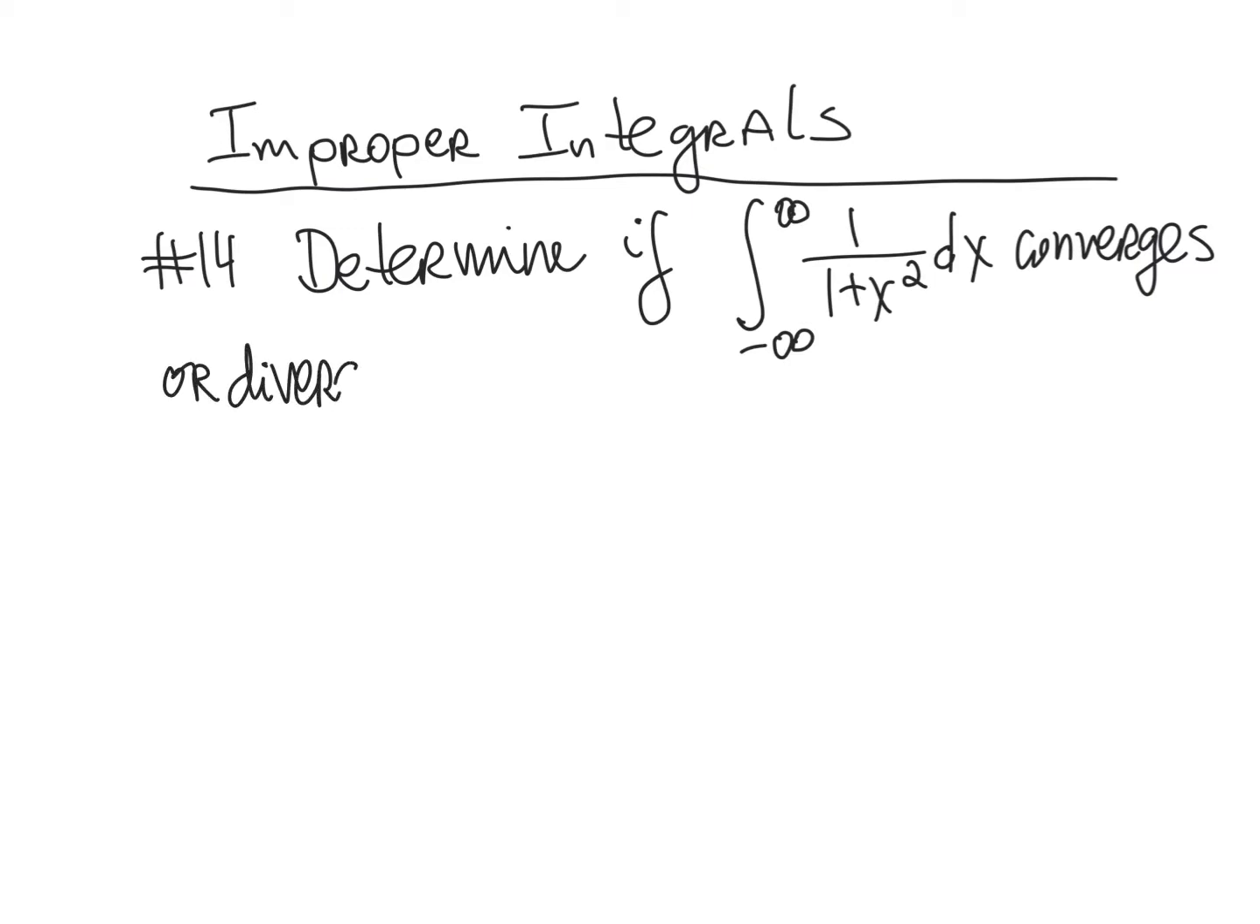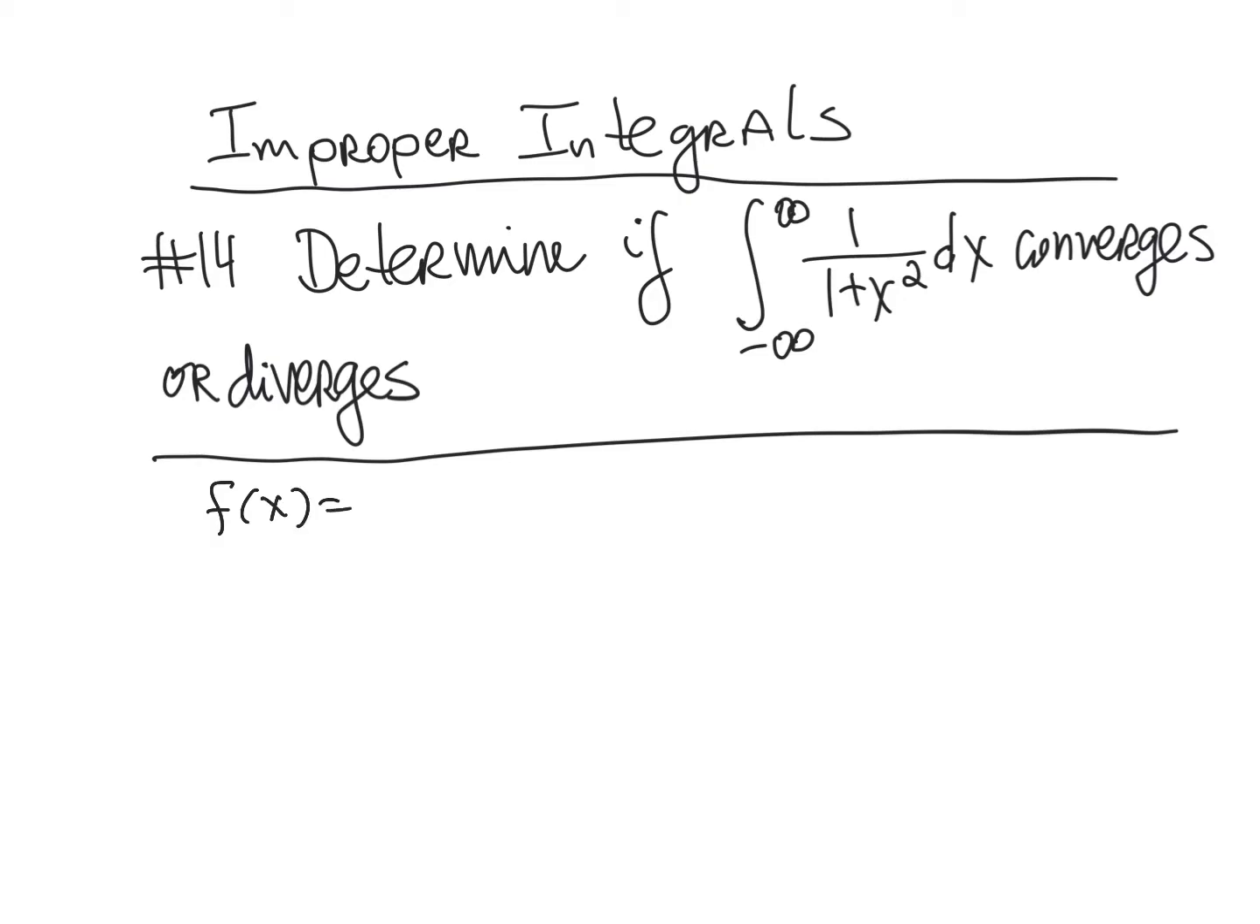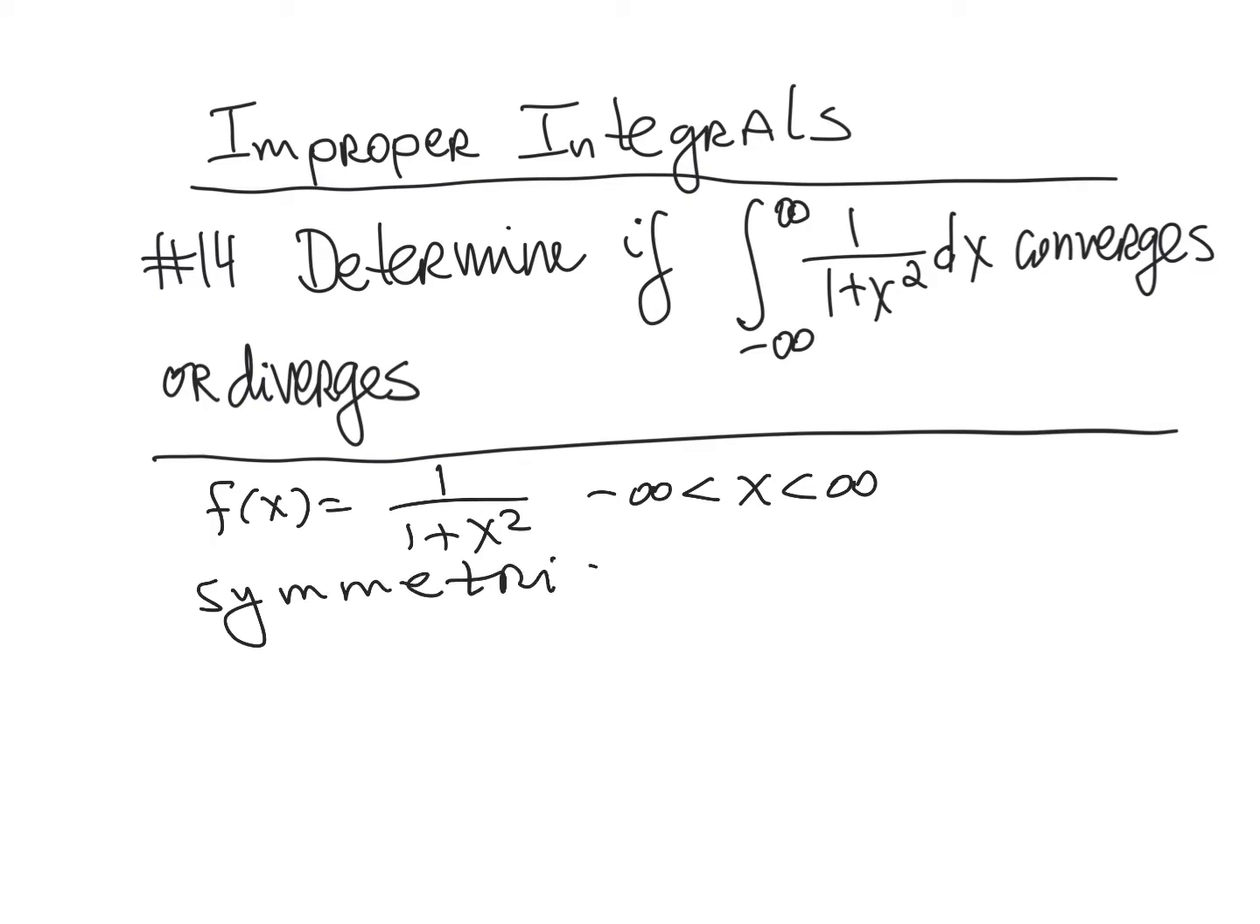Clearly, this integral is improper because it's an integral from negative infinity to infinity. It's an unbounded interval. So if we look at the function that's being integrated over the entire real line, we realize this function is symmetric with respect to the y-axis because it is an even function.